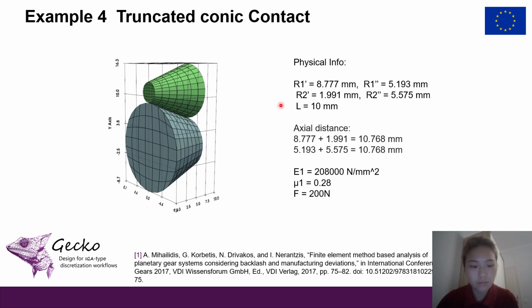Also, because the helical teeth run along the y direction, the curvature changes. So the truncated conic contact model just mimics the helical gear contact. Here you can see the physical information, the actual distance, and also the materials and the load.